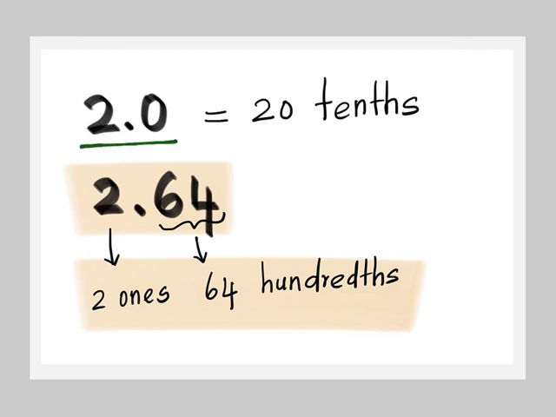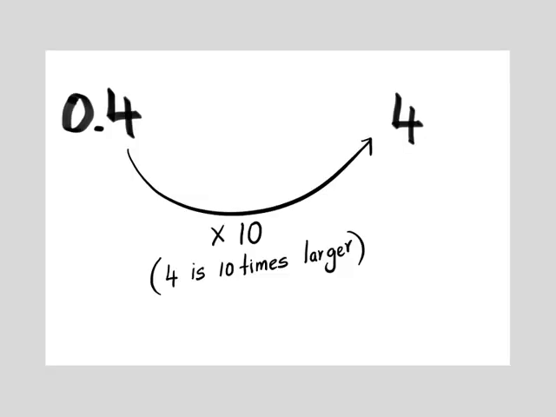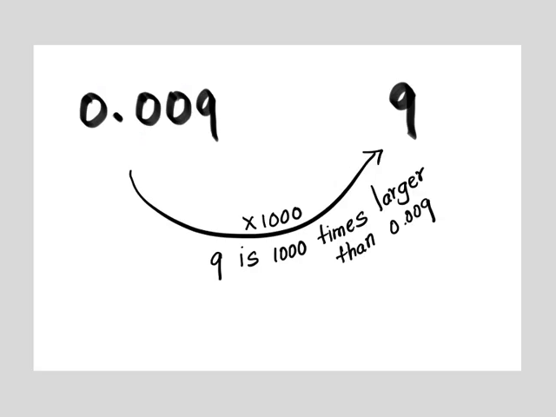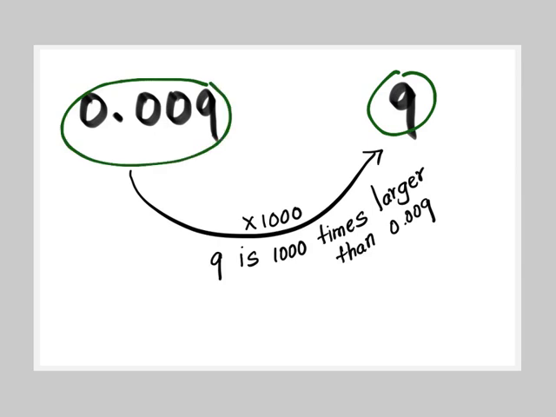So 2.0 is 20 tenths. In 2.64, the 64 is 64 hundredths, and this 2 is 2 ones. So we know that when you multiply 0.4 times 10, we get 4. So this 4 is 10 times bigger than 0.4. In the same way, 9 is 1000 times bigger than 0.009.